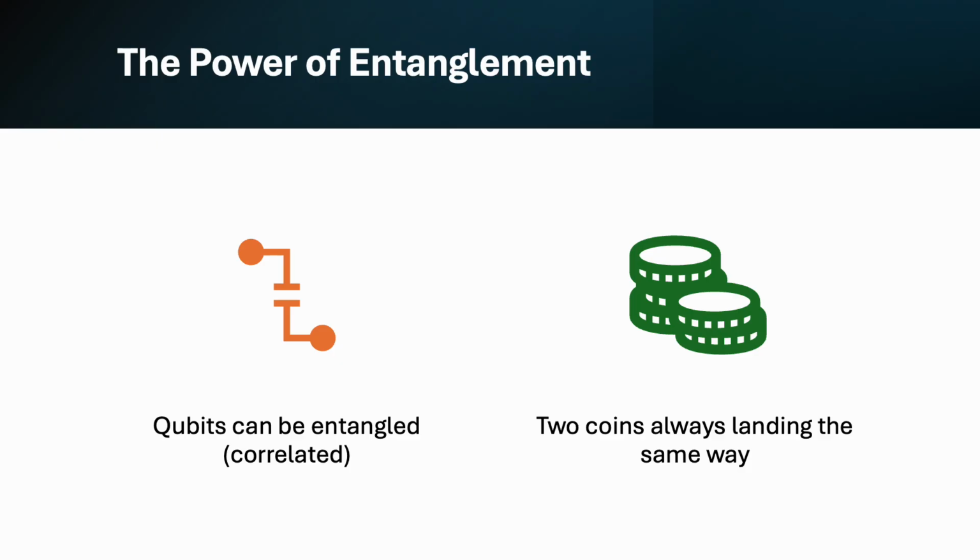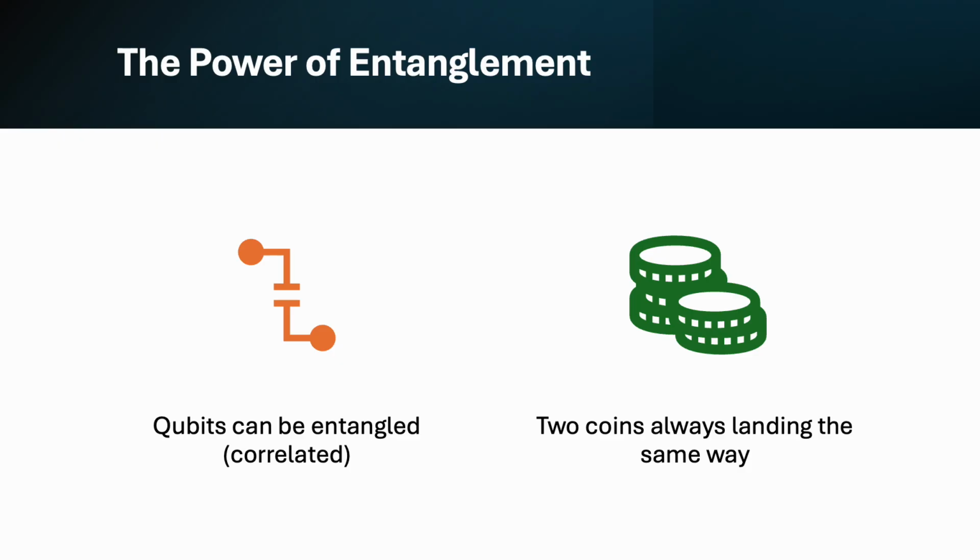It is not that the coins are sending secret messages to each other, they are connected in a deeper way that scientists still find mysterious. The coins don't decide what they will be until you look at them, but once you check one, you instantly know what the other one is, even if your friend is holding it miles away.